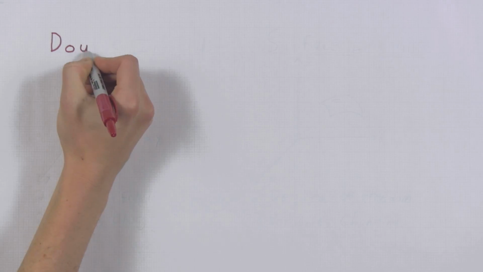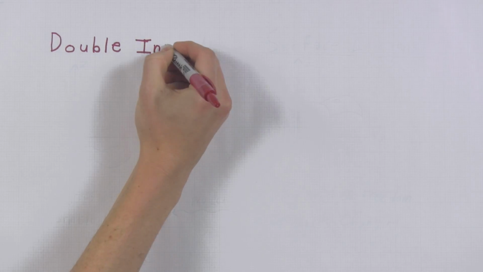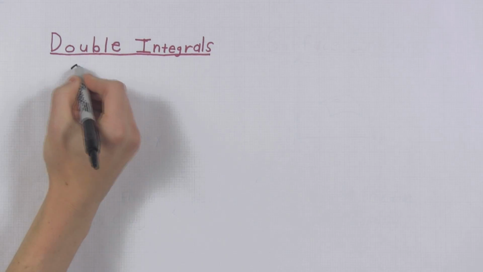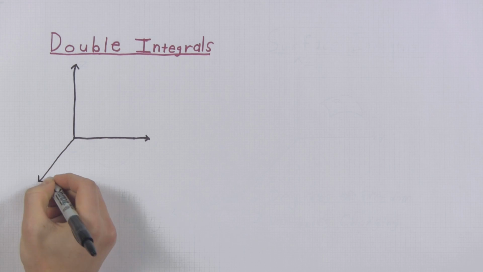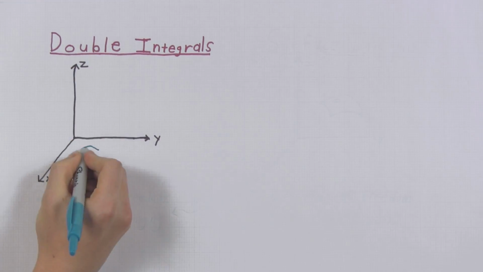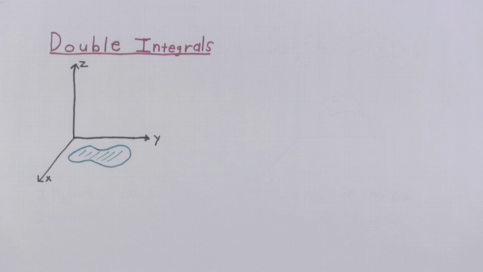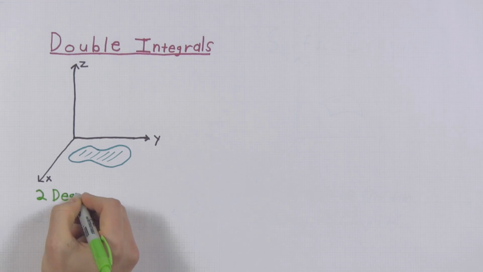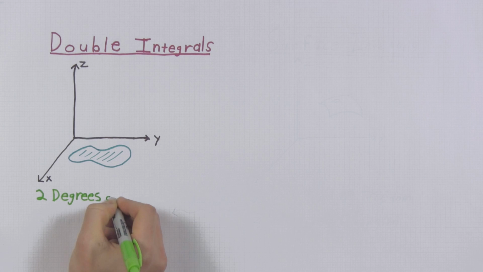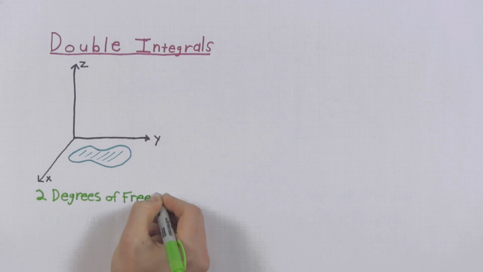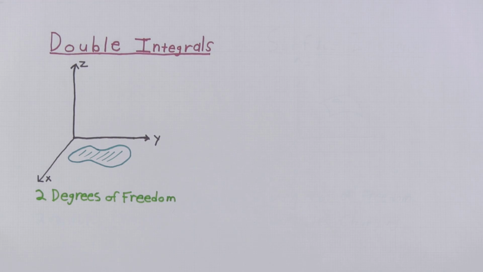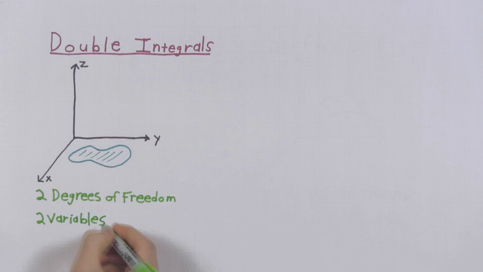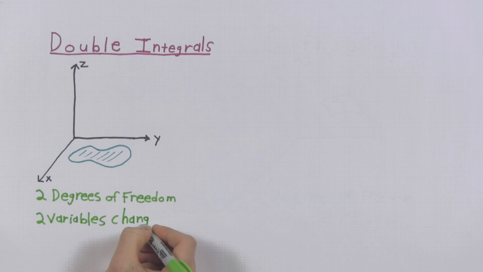Okay, so let's start with looking at what we already know about double integrals. If we look in three dimensions, we're integrating over a region in the xy plane, represented here by this blue shape. Since we're only in the xy plane, it's a two-dimensional shape. We only have 2 degrees of freedom. In addition, we only have two variables changing. Z does not change whatsoever inside our region. It is completely irrelevant. X and Y are the only variables that change.